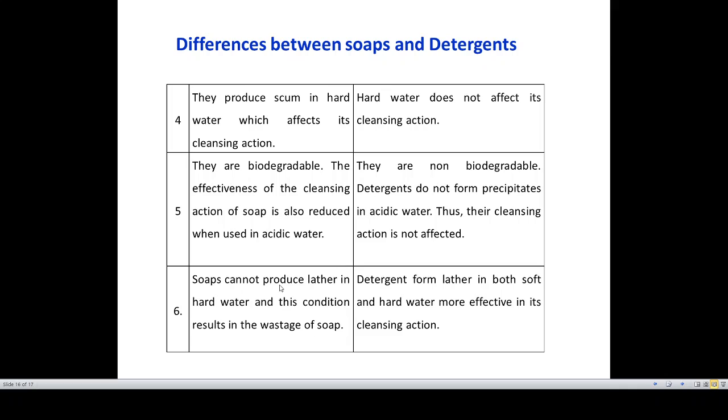It is a very common observation that soaps cannot produce a lather in hard water, and this condition results in the wastage of soap. But when I take a detergent, it gives a good lather, whether it is soft or hard water, and it is more effective in the cleansing action. So these are a few differences between soaps and detergents.